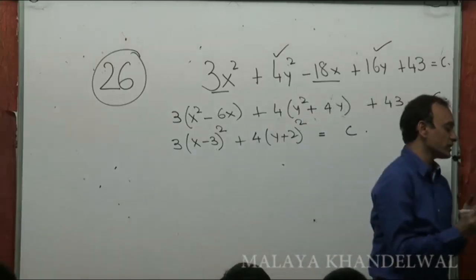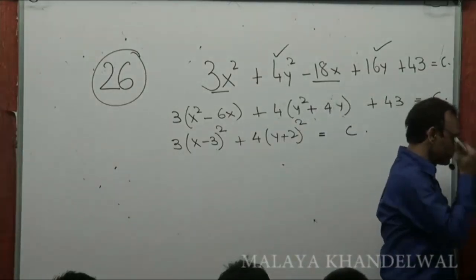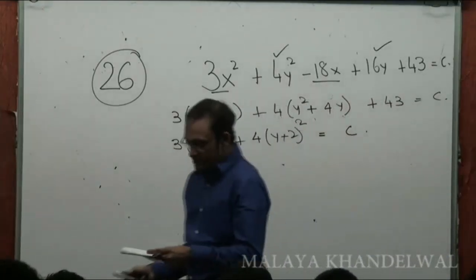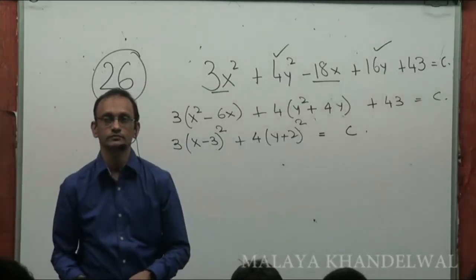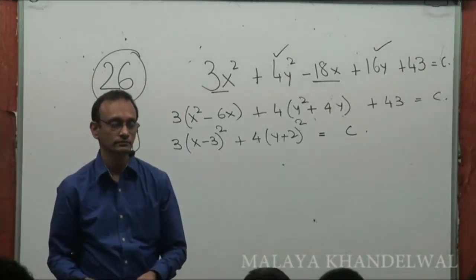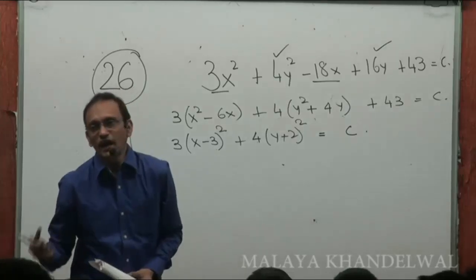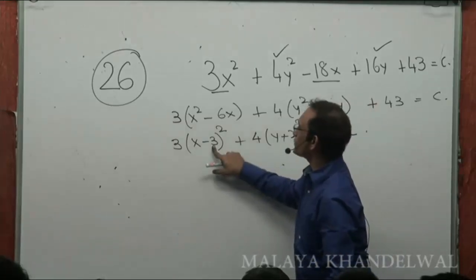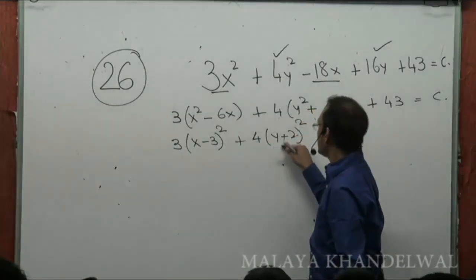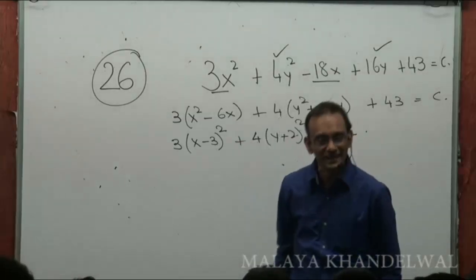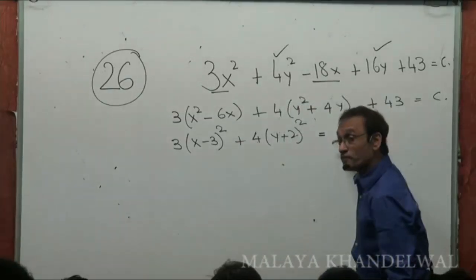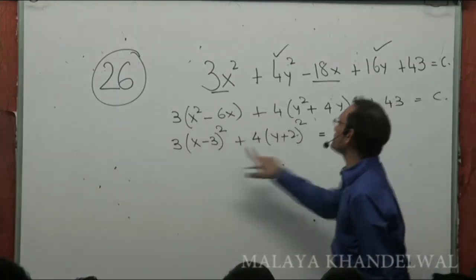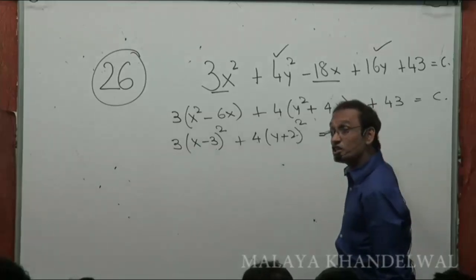Alright. Let's now look at the options. Cannot represent a pair of straight lines for any value of C. See, C will either be positive or negative or 0. Suppose C is positive, then (x minus 3) whole squared by C by 3, plus (y plus 2) whole squared by C by 4 equal to 1 will be an ellipse for a positive C. If C is equal to 0, it will represent a point (3, minus 2). If C is less than 0, it will represent a null set.